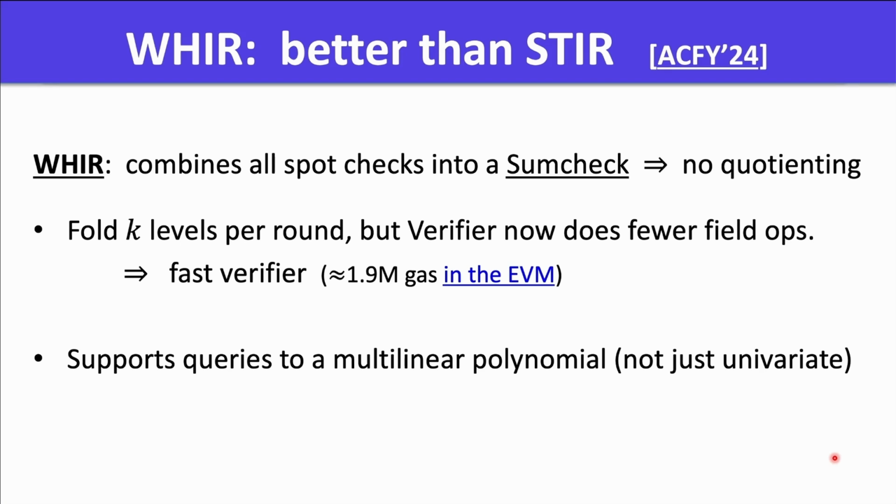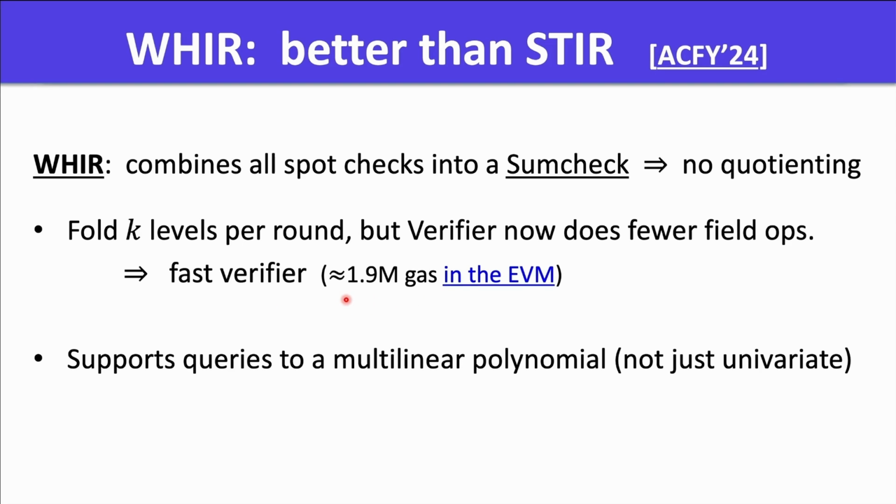And finally, I'll mention WHIR in just one point. In WHIR, the idea is we can get rid of quotienting altogether, and instead of quotienting, we can use sumcheck to do all of our spot checks at once. So the spot checks are aggregated into a single sumcheck. As a result, there is no quotienting needed on the verifier, and as a result, the verifier is much, much faster than before. What's interesting is that there's a recent experiment that shows that because the verifier now is so fast, it's actually quite reasonable to post these proofs on chain.